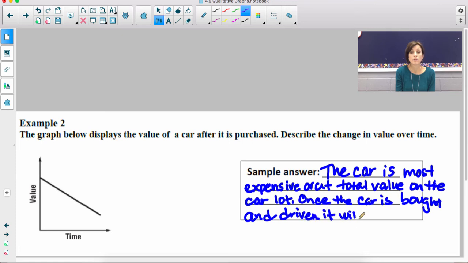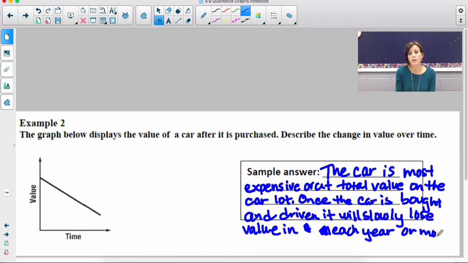it will slowly lose value in money, in dollars, each year or month. We don't know what the time is. So over the years, the more it is used, the more miles the car has, the less it is worth. So somehow you need to write 2 sentences about that.